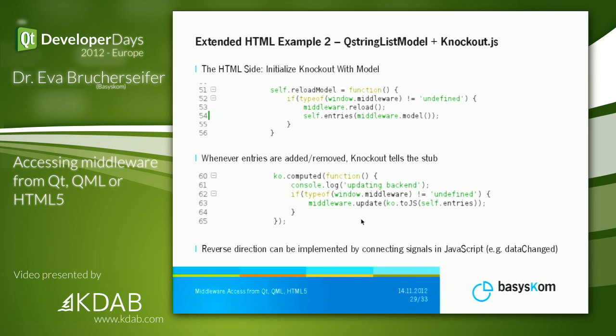You could of course proxy the data changed signal through your middleware stub, so you immediately get informed when updates to your model have arrived, and you can reload the model then.